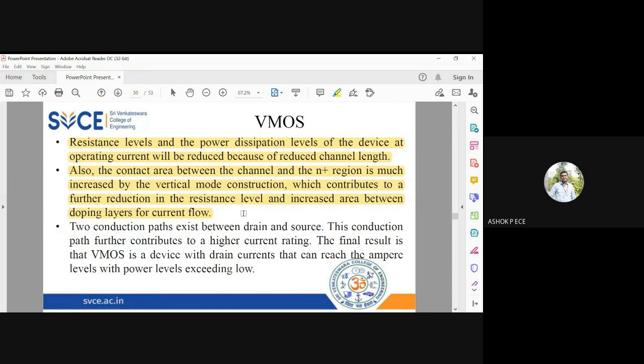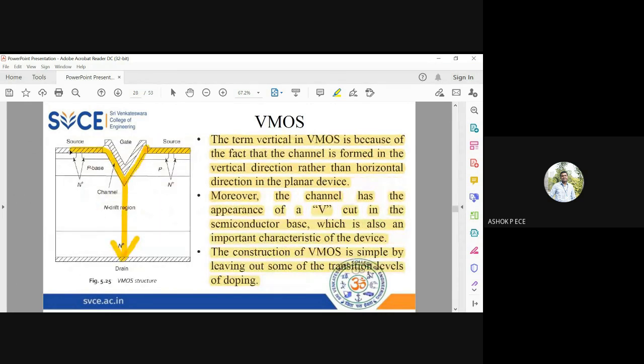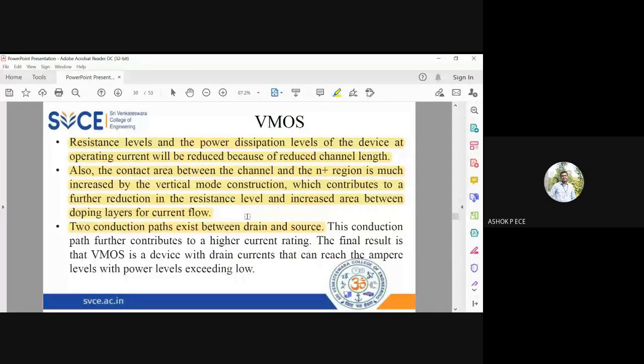through the device. So two conduction paths exist between the drain and the source. As shown in the diagram, this is one path from the left side of the source and this is one path from the right side of the source. So you have two conduction paths existing for the current to flow between the source and the drain. Because the current is additive, it will result in a very high current rating. So what is the final effect?